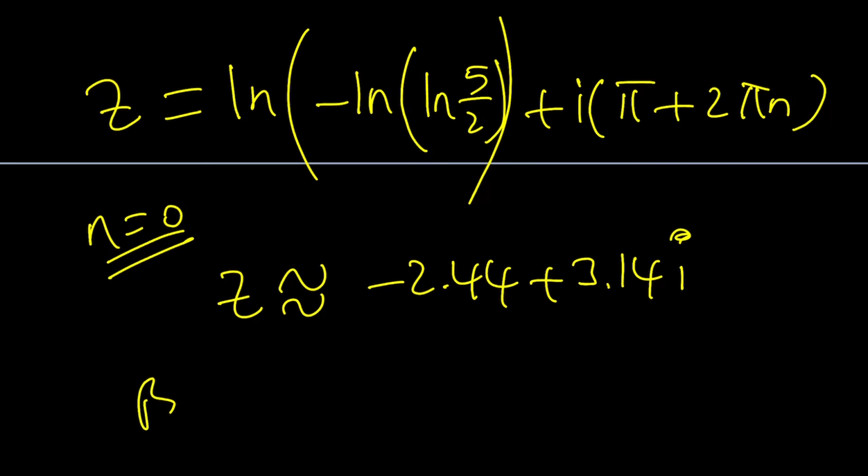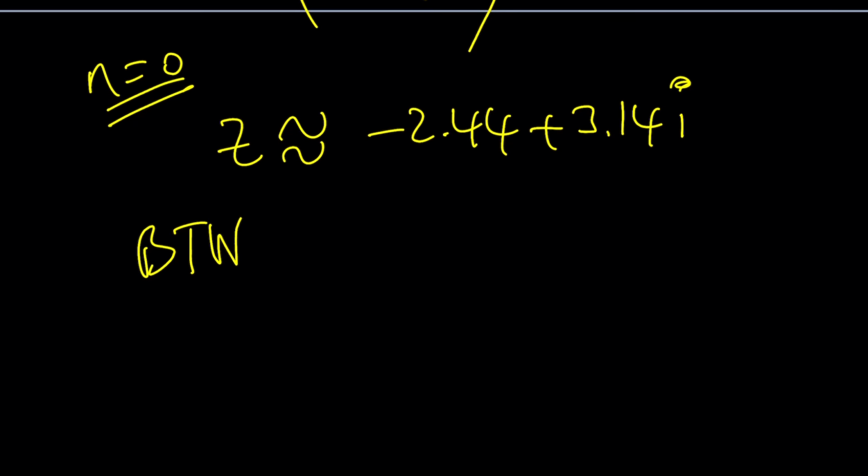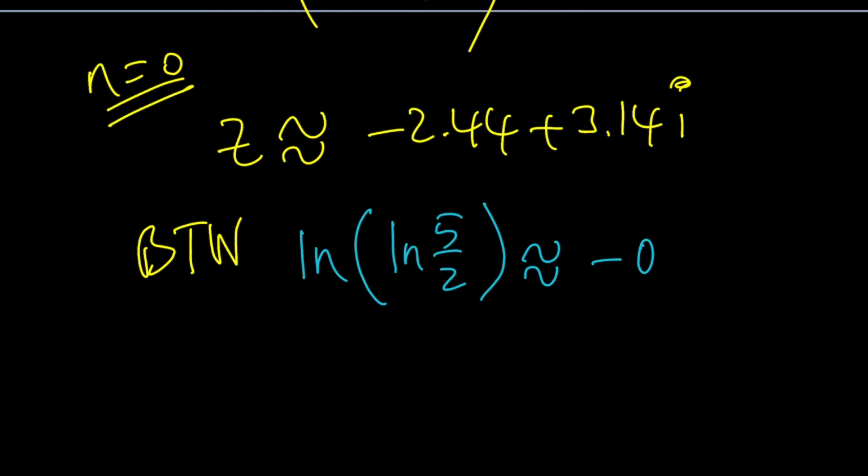By the way, I kept saying that ln of ln 5 halves is negative. This is approximately negative 0.087. And this brings us to the end of the video.